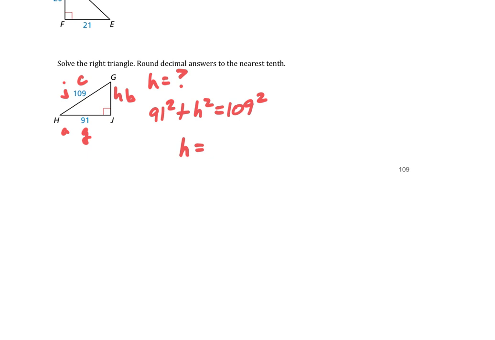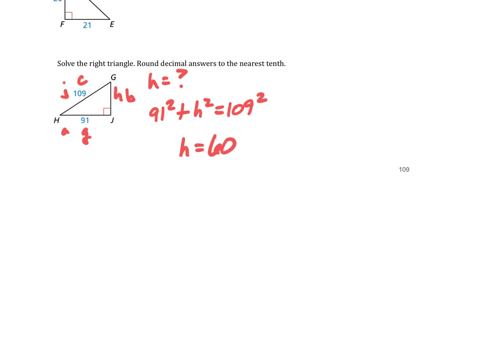Okay, anybody get it? 60. And it's not always going to be a nice whole number. It's nice when it works out to be a nice whole number. Everybody able to get 60 there? It's just doing the Pythagorean theorem, so that shouldn't be too big of a deal.